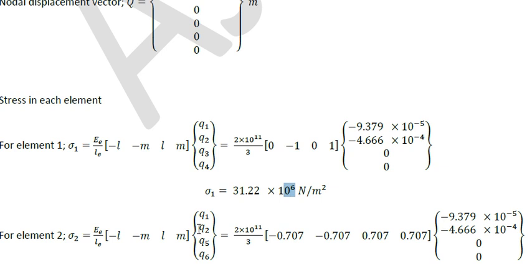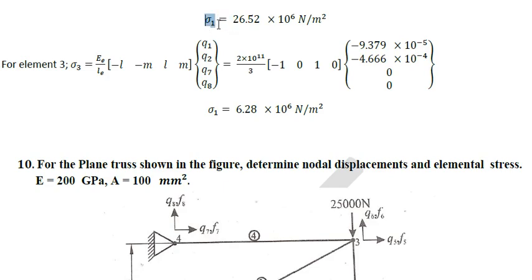This is mega. Okay. Now similarly, the degrees of freedom for element 2 is 1, 2, 5, 6. That is why we have to maintain L and M as these values which we have obtained in element data. This is 1, 2, 5, 6. Sigma 2, make the correction. Sigma 2 is 26.52 megapascal.